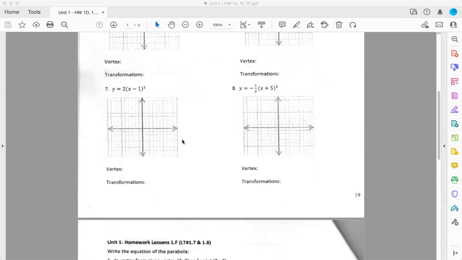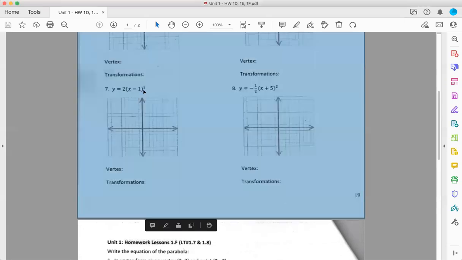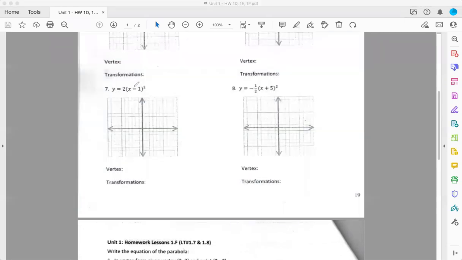For question number 7, the same thing. What's the vertex? What's the transformation? And then sketch it, of course. So starting with a vertex, the vertex is again what makes this part 0. And in this case, whatever makes it 0 is 1, 0. So it's 1 on the inside. Think about if you plug in 1, you get 0, right? For this. Then 2 times 0 is 0. So that's the y value.